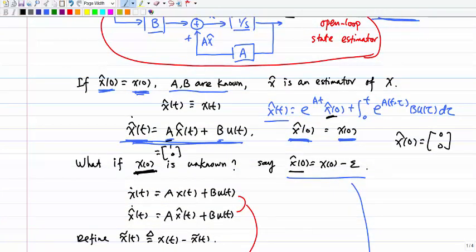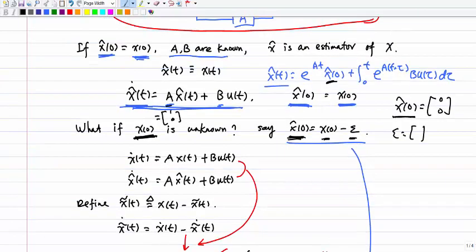Okay, apparently there's a difference between the estimated state and the actual state. So let's say the difference is given by this epsilon. Epsilon can be a vector, it doesn't have to be a scalar, okay? So let's see what's going to happen.